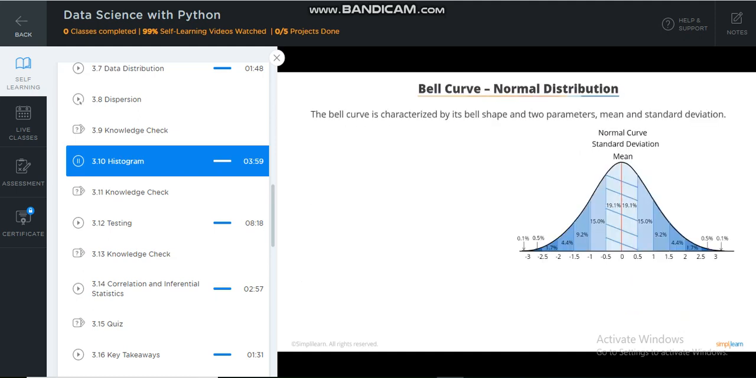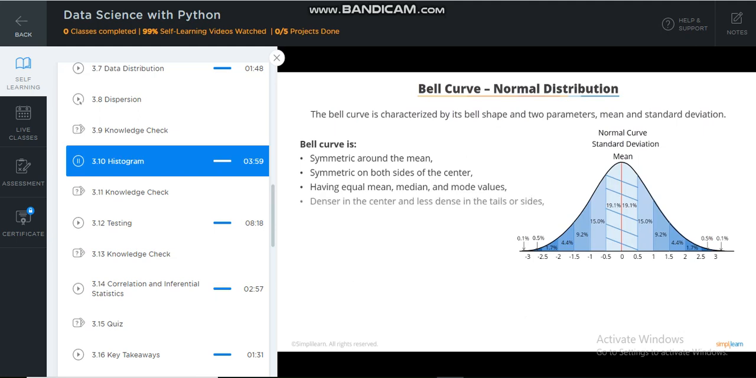A normal distribution is the most commonly used distribution in statistics. It is characterized by its bell shape and its two parameters, mean and standard deviation. A bell curve, or normal distribution, is symmetric around the mean. If you draw a line at the center, you'll get symmetric shapes on both sides. The mean, median, and mode of a normal distribution are equal. Normal distributions are denser in the center and less dense in the tails or sides.